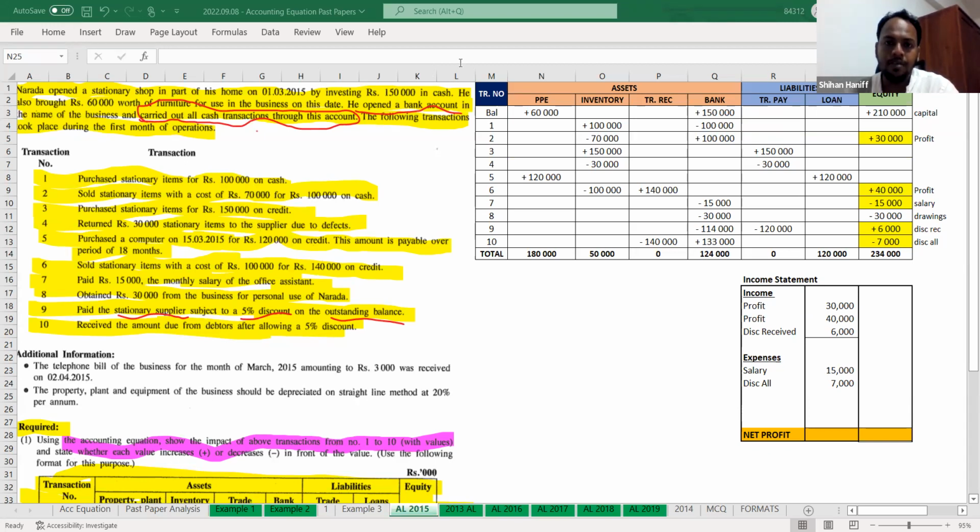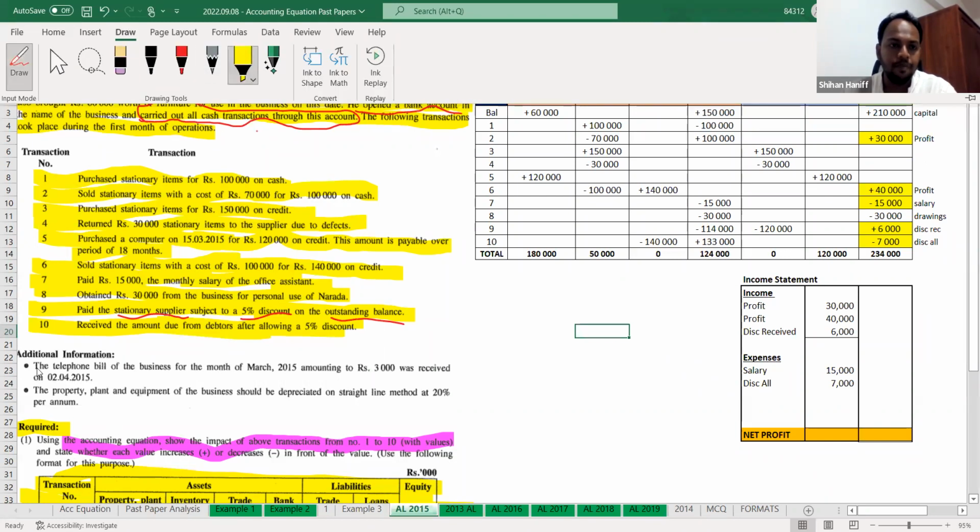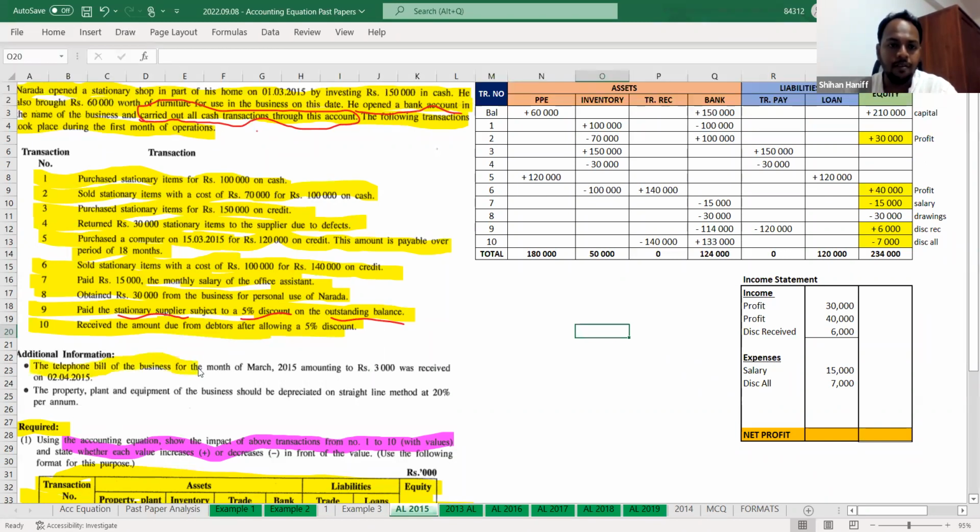The additional information. That's right. There are some additional information. So what are these additional information? Number one, the telephone bill of the business for the month of March amounting to 3,000 was received on 2nd of April. So even though you received on the 2nd of April, this telephone bill belongs to March.